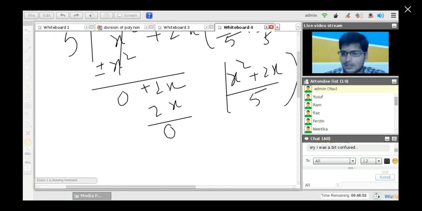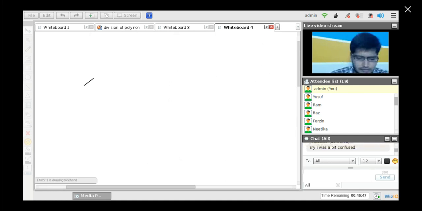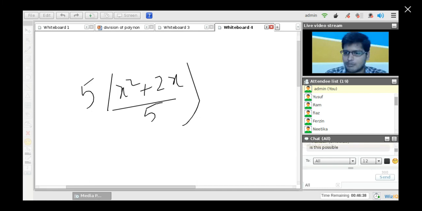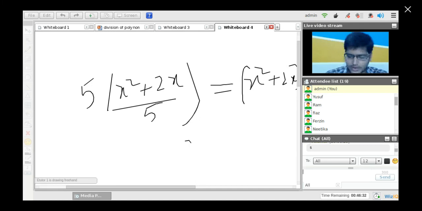Akshat, where did you get confused? I didn't get your point. Okay, let me show you. Let me say that 5 into x squared plus 2x by 5. If you're talking about a constant, I'm just taking it both ways. Here, this itself is nothing but x squared plus 2x. Here, r of x is equal to 0. I hope you are able to understand this, Akshat.